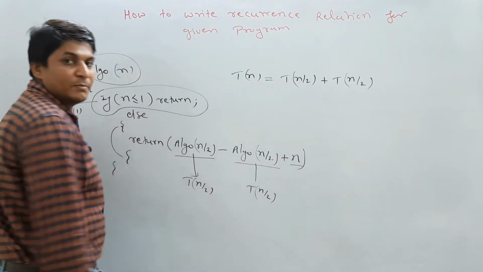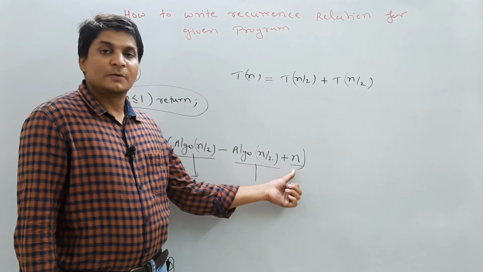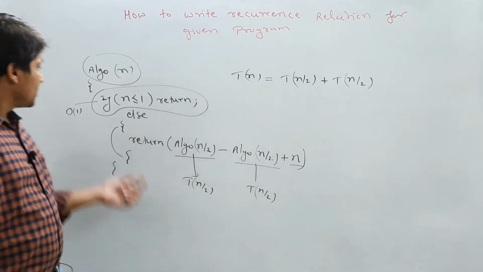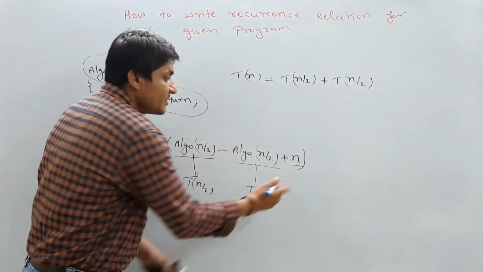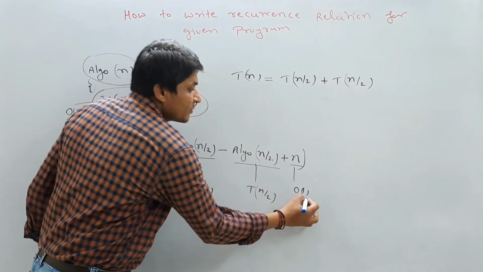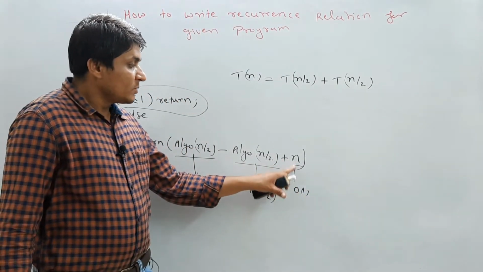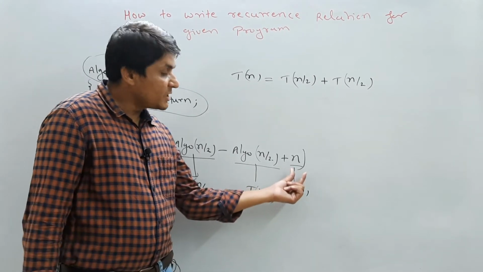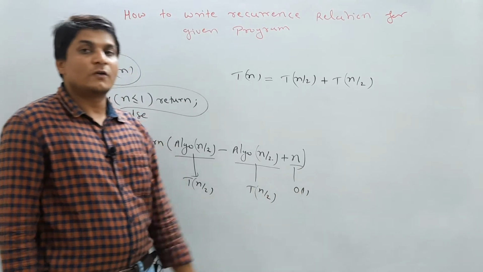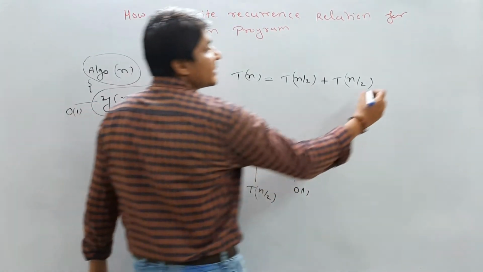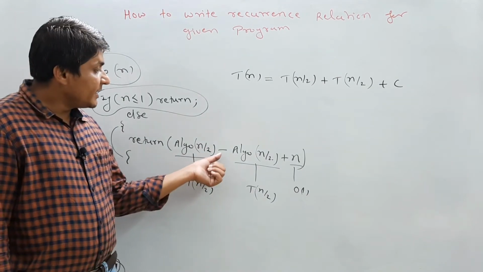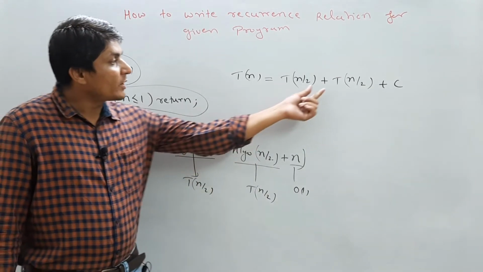For adding any number, it requires only a constant amount of time. So this is also constant, and this time is also a constant amount of time. We are adding n, but it will take only a constant amount of time, because for addition of anything it will take only order of one time. So plus c.